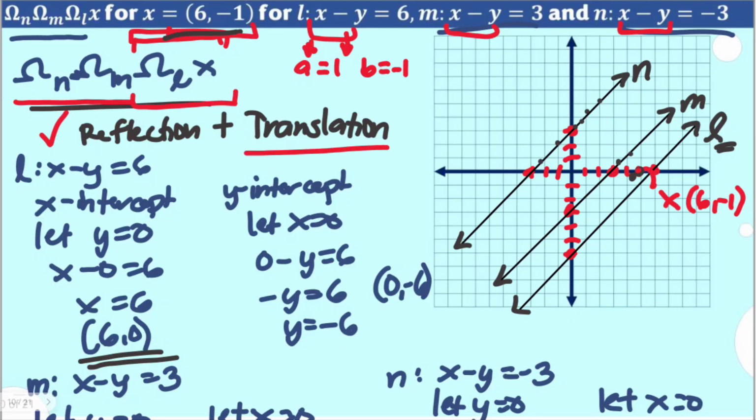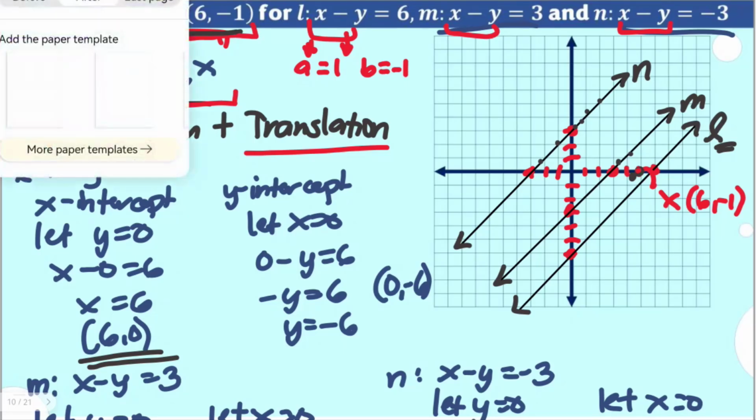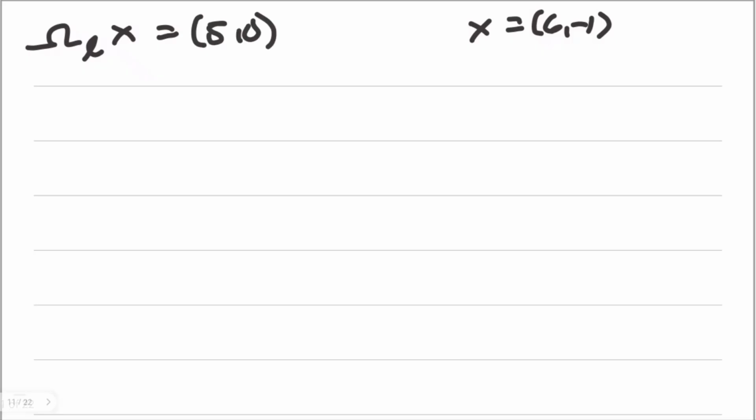As for the translation, we will be using the formula for the translation as well. So allow me to add another page for us to scribble the next process. Take note that we are done with the reflection of x along line L. We know that our x is at 6 and negative 1, but its reflection along line L is actually 5 and 0.